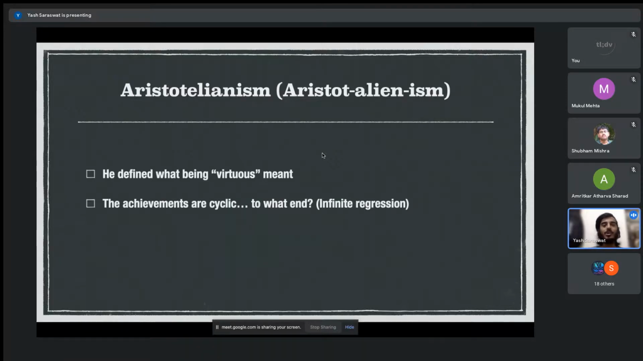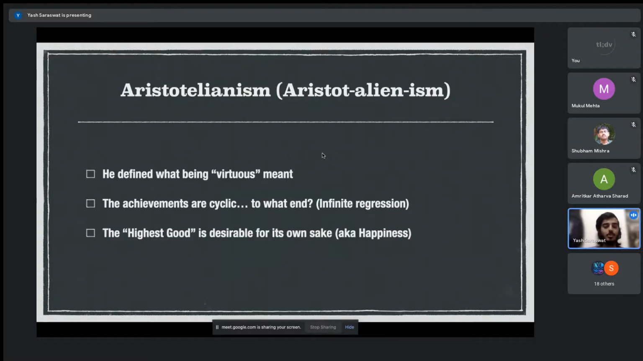So the achievements, what he said was the achievements are cyclic. You do a stuff A to achieve something that is point B, and then you go to point C. And for doing point D, you need to complete point C. So basically, you're doing JEE to get into the IIT. Why do you want to get into the IIT? Because you like engineering. Why do you like engineering? At a point, you can't really answer these questions. So it's called an infinite regression. That's what he called it.